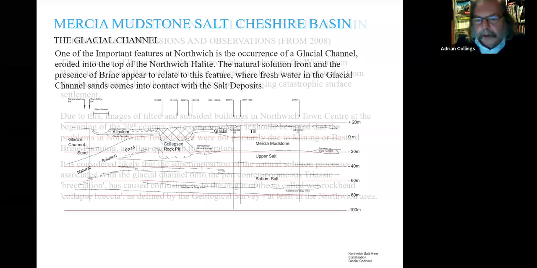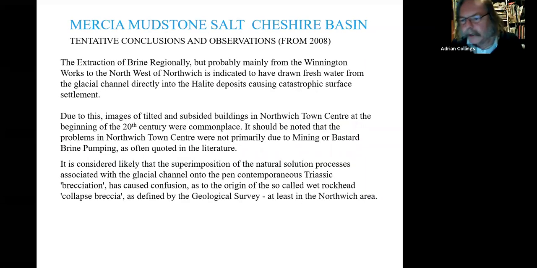So these tentative conclusions and observations were made in 2008 following the infilling work and the observations at that time. It is noted that the extraction of brine regionally, but probably mainly from the Winnington works to northwestern Northwich, is indicated to have drawn fresh water from the Glacial Channel directly into the halite deposits, causing catastrophic surface settlements. Due to this, images of tilted and subsided buildings in Northwich town centre at the beginning of the 20th century were commonplace.